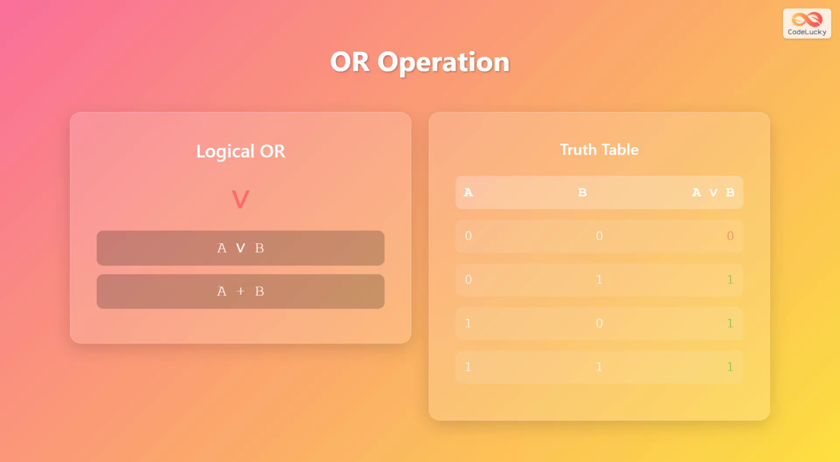The truth table for the OR operation is as follows. When A is 0 and B is 0, A or B is 0. When A is 0 and B is 1, A or B is 1. When A is 1 and B is 0, A or B is 1. And finally, when A is 1 and B is 1, A or B is 1. Therefore, the OR operation results in 1 or true if either or both of the inputs are 1 or true.